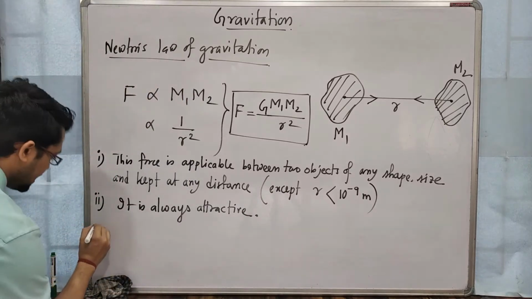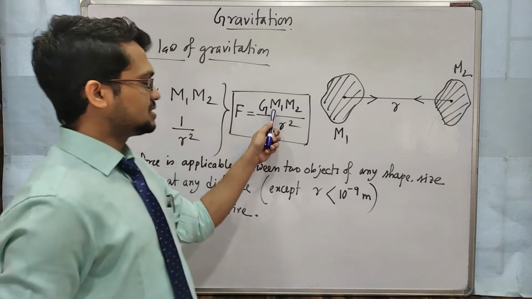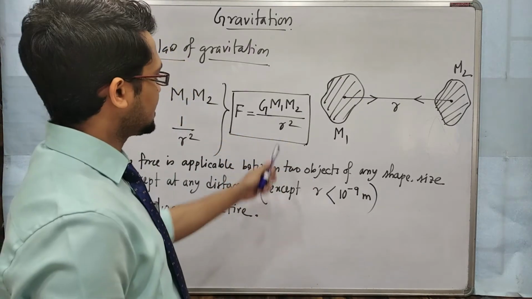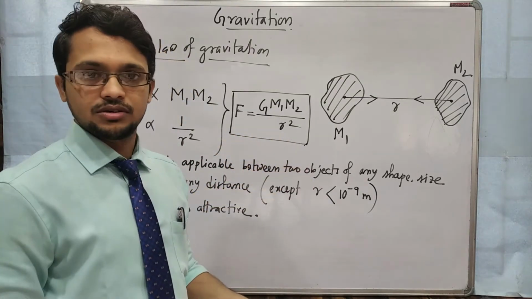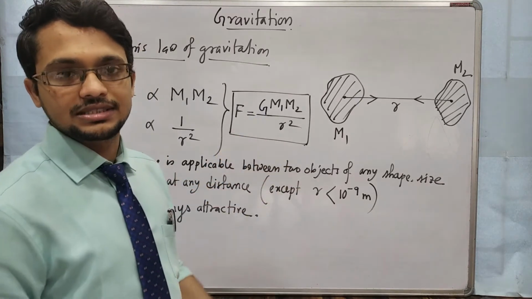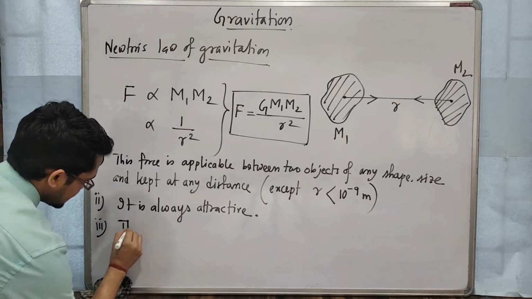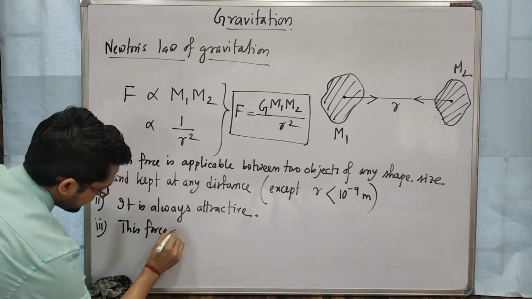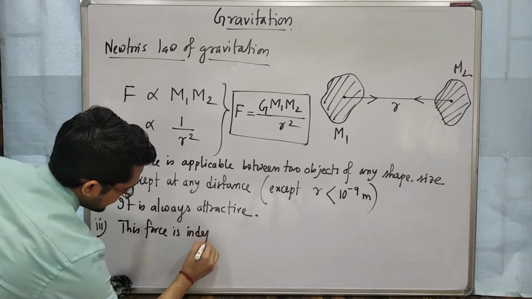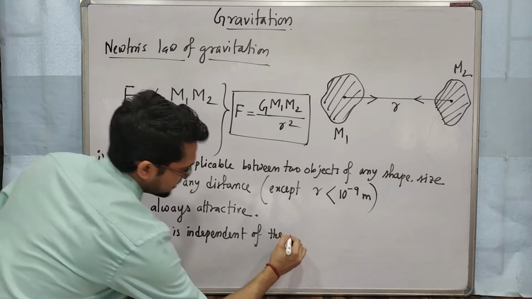Third point, here look, mass does not change with medium. This is distance, it will also not change with medium. G is a universal constant, it will also not change with medium. That means this gravitational force is independent of the surrounding medium.